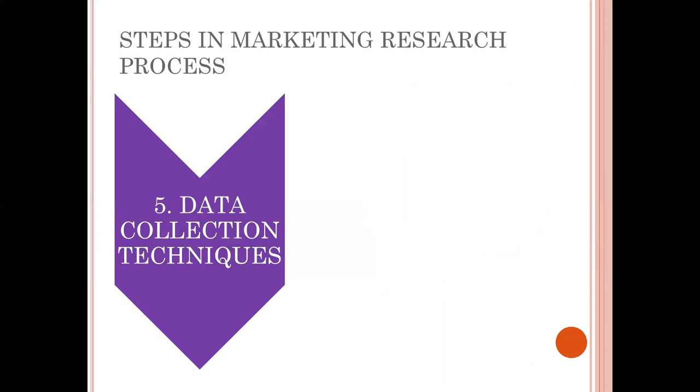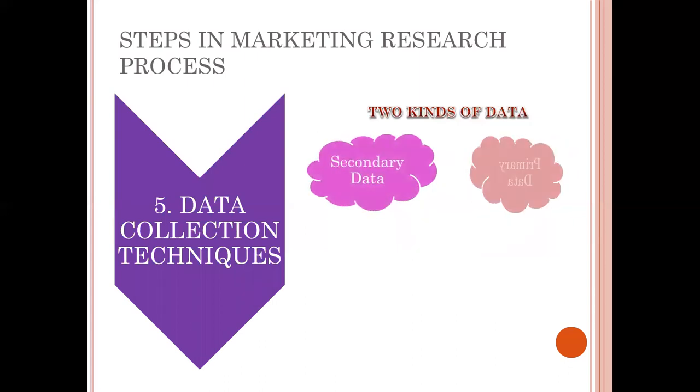Hence, methods of market research are essentially methods of data collection. So there are two kinds of data. We have the secondary data and primary data. So for secondary data, these are facts and figures that have already been recorded before the marketing research project.